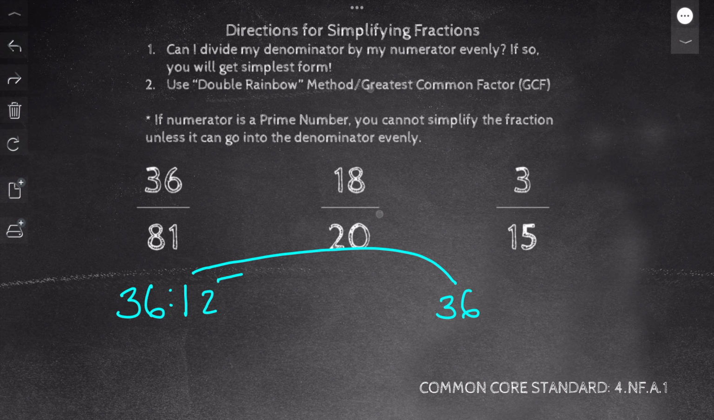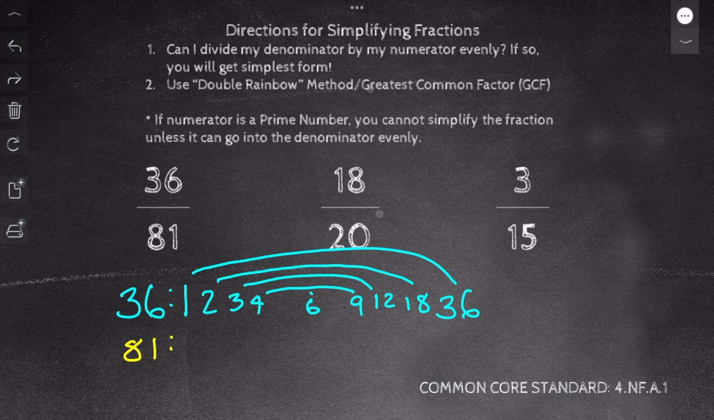I know 2 times 18 equals 36. And I know 3 times 12 equals 36. And I know 4 times 9 equals 36. And then I know 6 times 6 equals 36. And whenever I have a number that is doubled, I just put a dot on top of it. Now for 81.